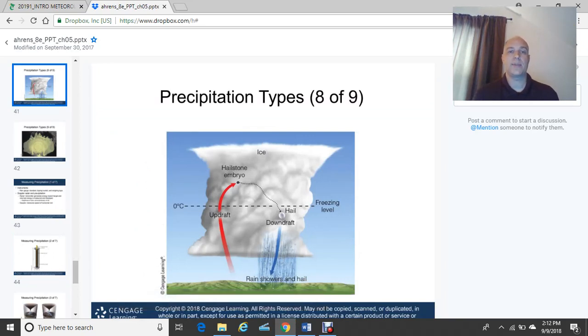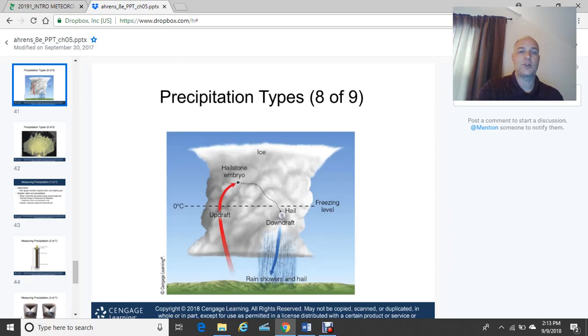Here are your precipitation types. Again, just showing you the diagram of hail and how it forms. So summertime, think hail. Think thunderstorm, cumulonimbus cloud. The red arrow indicates the updraft, the blue arrow the downdraft. And notice in the diagram here how your little hailstone embryo forms in the upper portion of the cloud. It becomes ice because it's above that 0 degrees Celsius freezing level, so it's below freezing at that point in the upper part of the cloud.